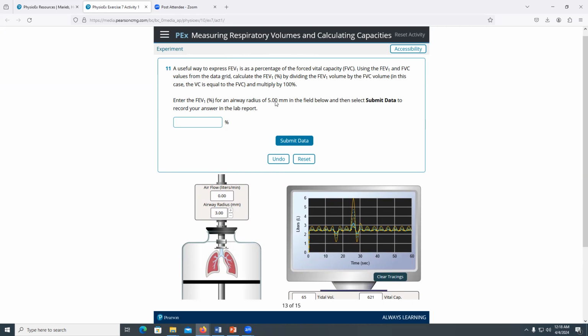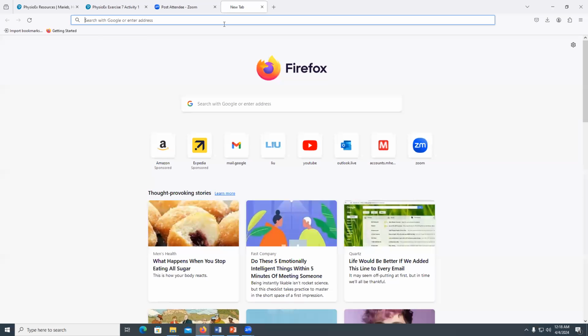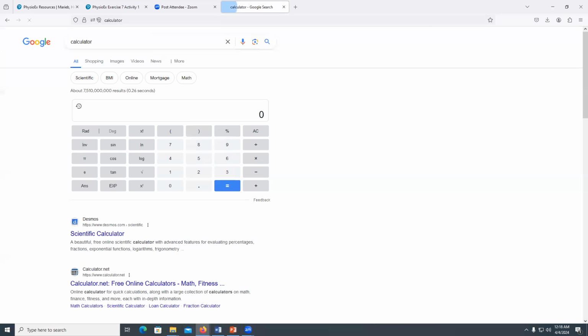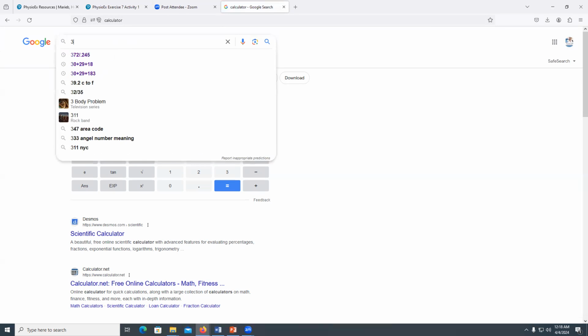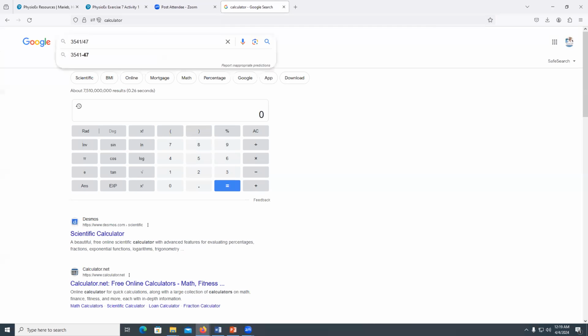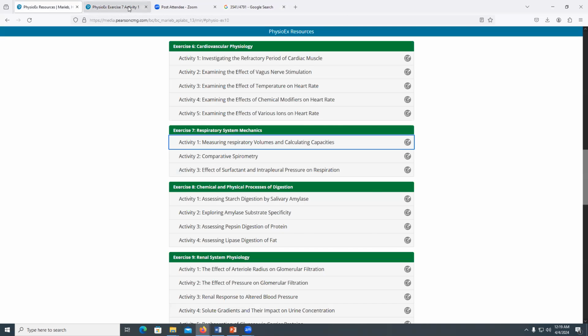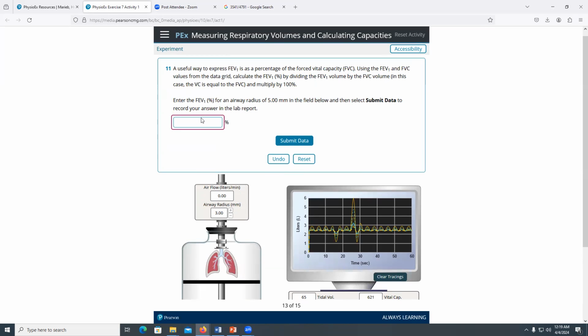So what we're going to do is find for radius 5 what the FEV1 was in the first second. It was 3541, and the vital capacity was 4791. Then we're going to multiply by 100. So let's divide 3541 by 4791 on the calculator. That comes out to 0.73, times 100. That comes out to 73%.